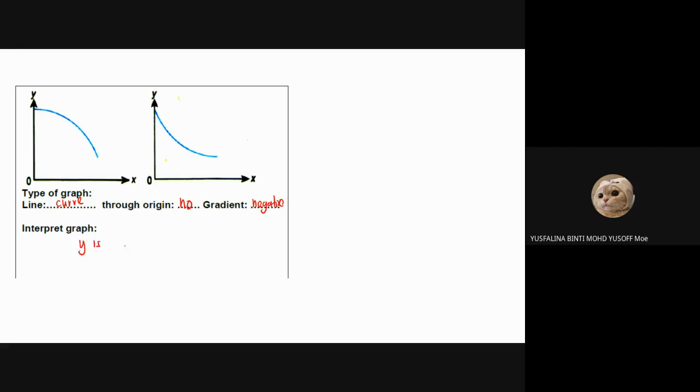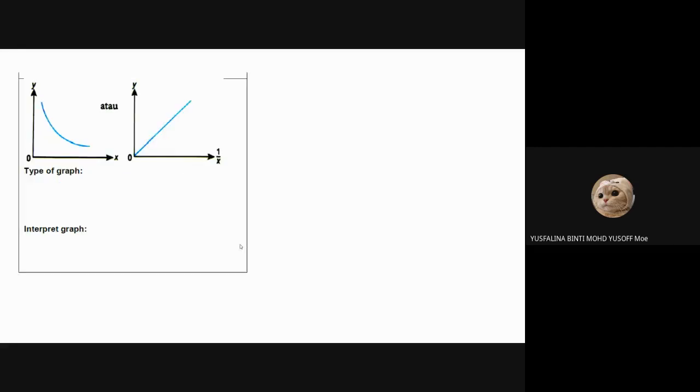So how do you interpret the graph? Y is decreasing with x. Okay, y is decreasing with x, right? So the line is curved, passes through the origin, no. Since y is decreasing, the gradient is negative. And y is decreasing with x. That one is the relationship of the graph.